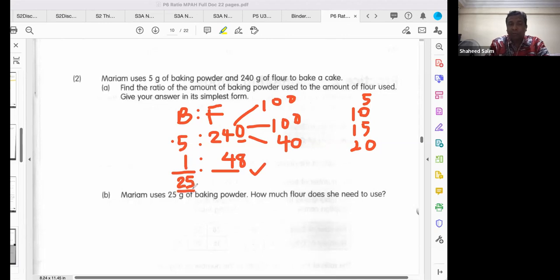You know gunpowder? Okay. See, no one is listening. Okay, imagine you use gunpowder to make a cake. Everyone is dying. Okay, Mariam used 25 grams of baking powder.